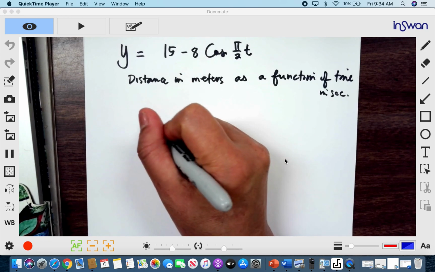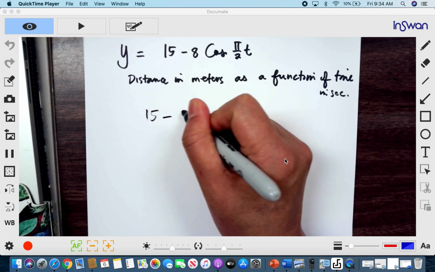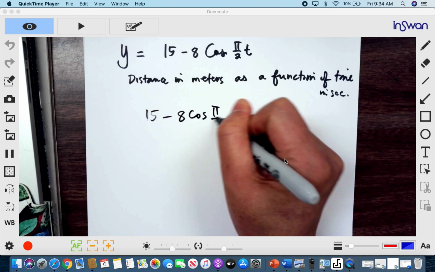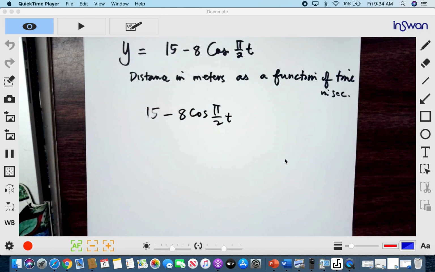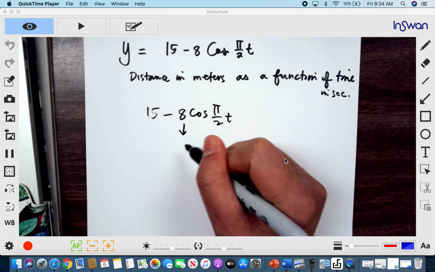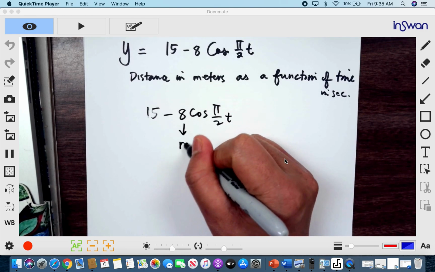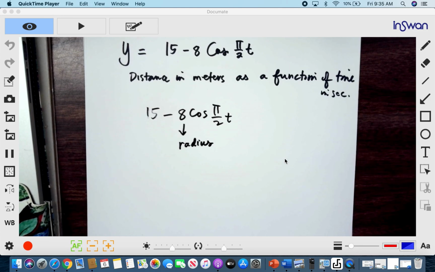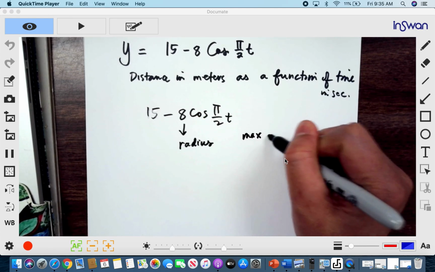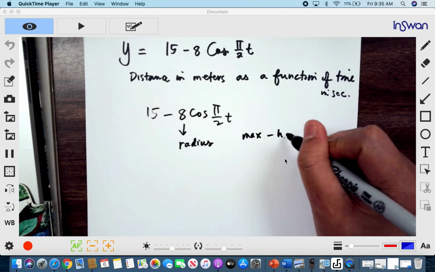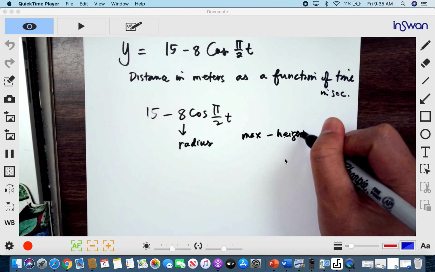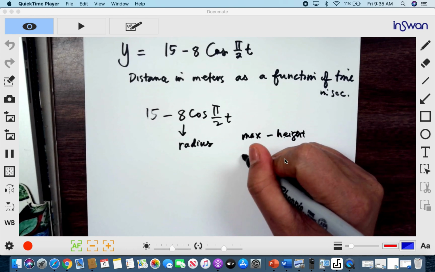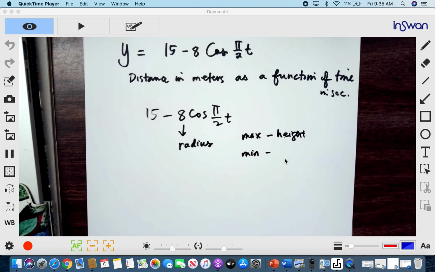First, let's identify certain parts of this Ferris wheel, okay? This 8 here, which represents the amplitude, is actually the radius of your circle. And of course, the maximum will represent the highest peak of your Ferris wheel. And also, the max is the height of the Ferris wheel from top to bottom, while the minimum is supposed to be the stand of the Ferris wheel.